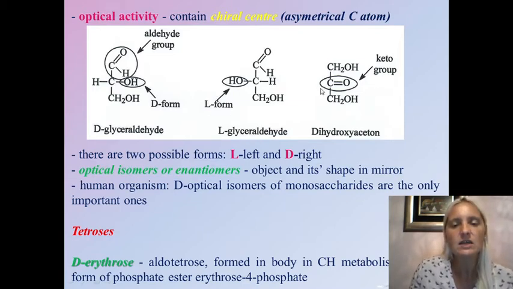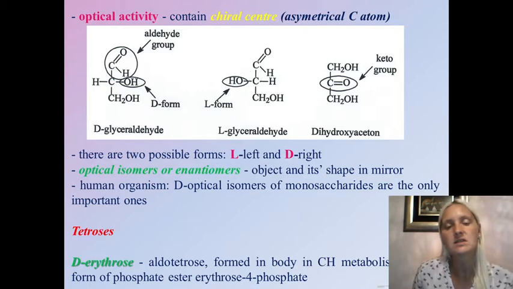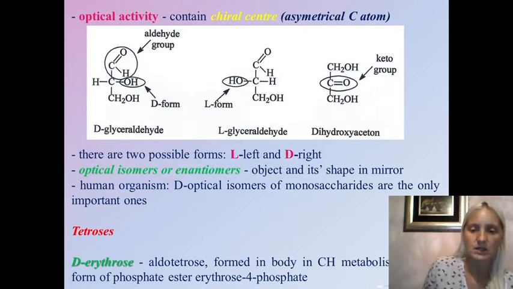If you take a look at the structure of dihydroxyacetone, you can notice that there are no asymmetrical carbon atoms in the structure of this molecule, so this is the only monosaccharide which is not optically active. Speaking about the presence of D and L forms of sugar in the human organism, we can conclude that D optical isomers of monosaccharides are the only important ones. L monosaccharides are not going to be found in our organism.